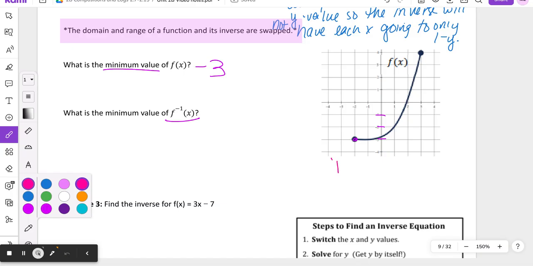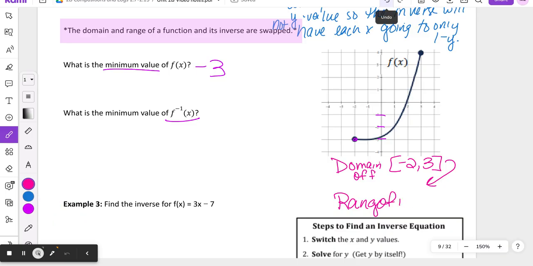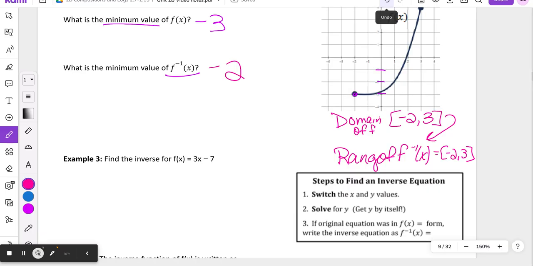So if we look at the domain of f here, the domain is from -2 to 3. That is going to become the range of the inverse. Let me use my notation. So if the domain has a minimum of -2, that means the range of the inverse is going to have a minimum of -2. Okay, so it should be the minimum of the inverse.